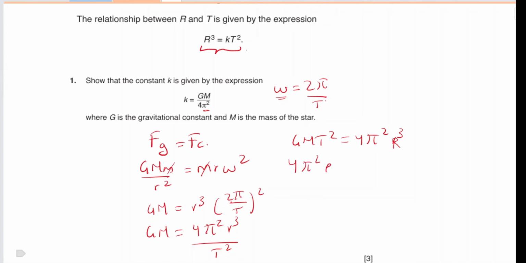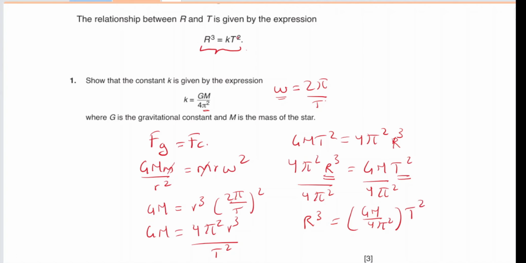4 pi squared r cubed equals GMT squared. We want to find the relationship between r cubed and T squared, and here there should be k over here. So what we can do is divide this by 4 pi squared and divide this by 4 pi squared. So we just remain with r cubed in the middle. Now when you do this, you see that r cubed equals GM divided by 4 pi squared, and then T squared. This is how we form this relationship. And this whole thing, because it's a constant, can be represented as k, right? So that's how we form this expression over here.